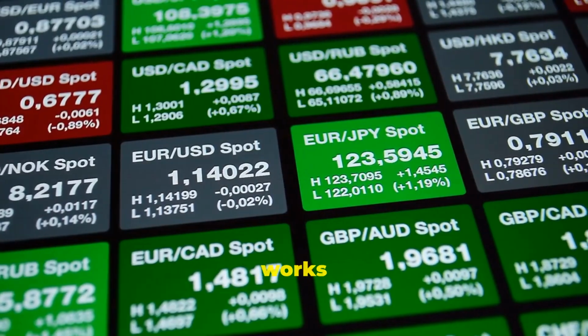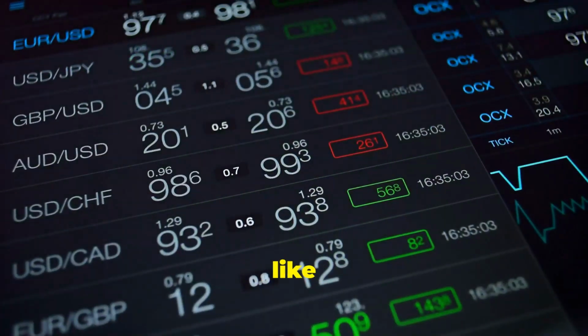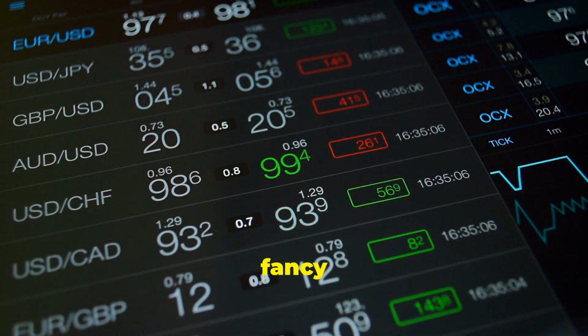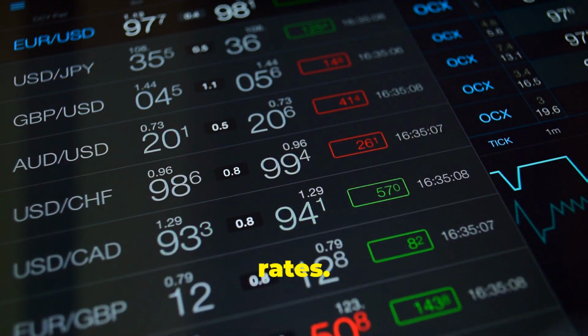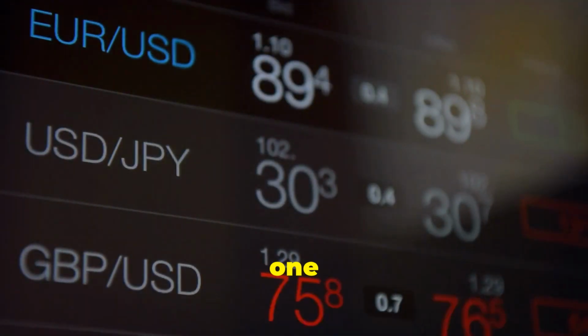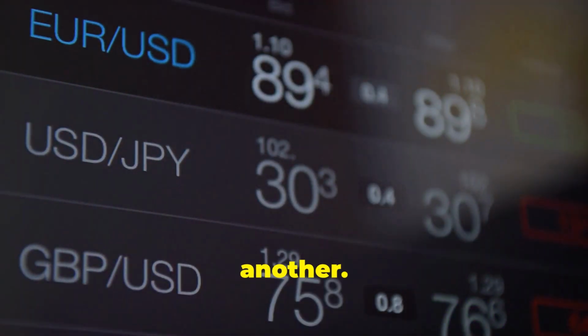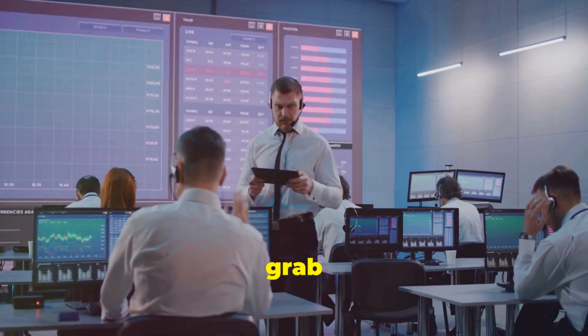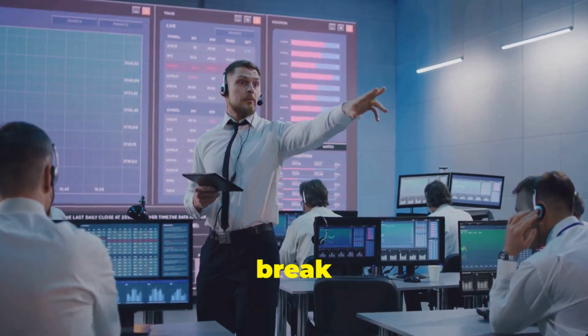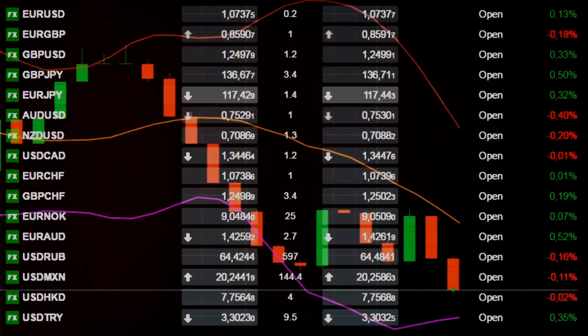And the way this whole thing works is through currency pairs. Think of it like a dance-off, but instead of fancy footwork, it's all about the exchange rates. You're basically betting on whether one currency will rise or fall against another. So, strap in, grab your metaphorical trading hats, and let's break down these currency pairs, shall we?